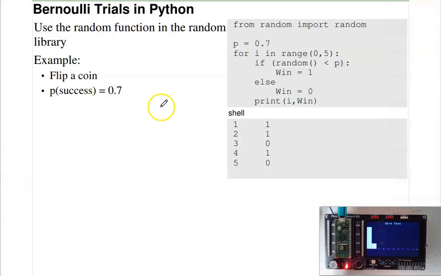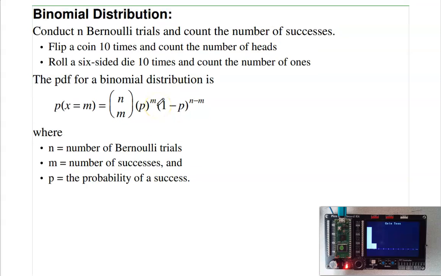A binomial distribution is n Bernoulli trials. So instead of just tossing a coin once or rolling a die once, I'm going to roll it n times. An example would be flip a coin 10 times and count the number of heads. Roll a 6-sided die 10 times and count the number of ones. The PDF for the binomial distribution is n choose m, p to the m, 1 minus p to the n minus m. For details on this, you can check out 341 Random Processes or a book on statistics. Here we'll just take it for granted. That's the probability of getting, say, 3 ones rolling 10 dice.